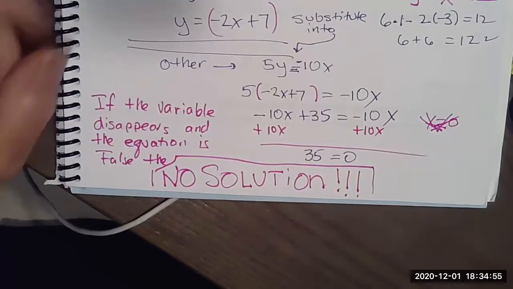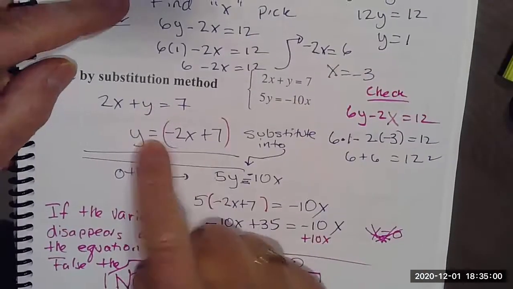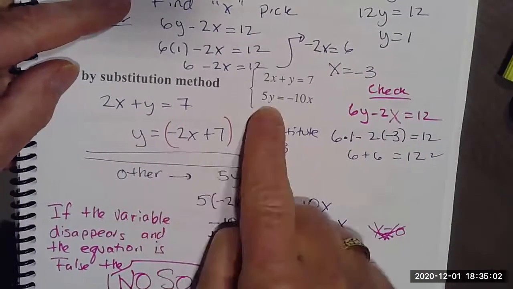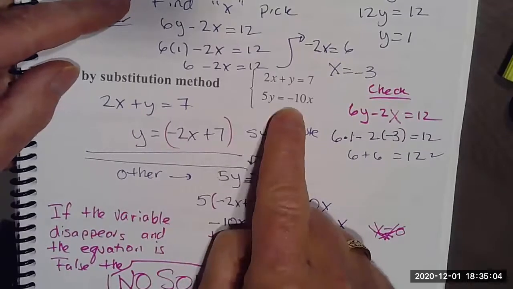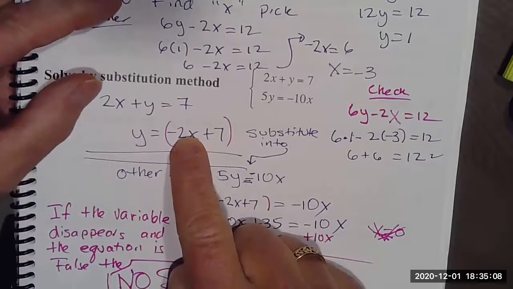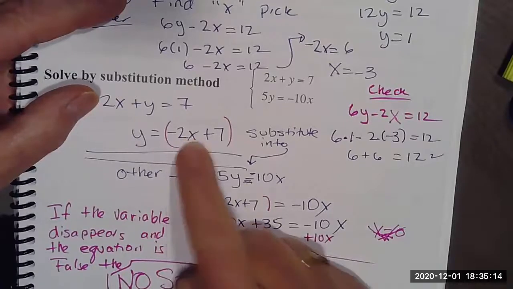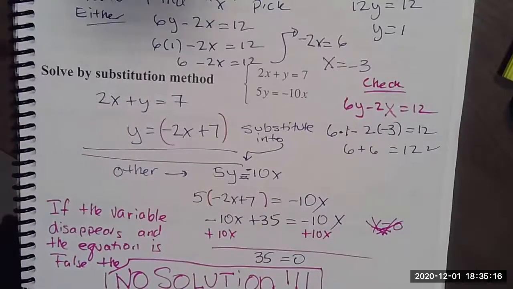If you made this y equals mx plus b, well, I did it here. Look at this. If you divide by 5, that's negative 2x, just like here. It's the same slope. A few of you might have been able to do that and got both of them in y equals mx plus b and say, forget the algebra, they're the same slope. Different y-intercept. No solution. Done. Move on to the next problem.